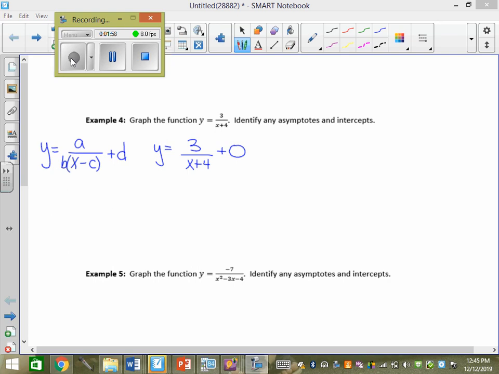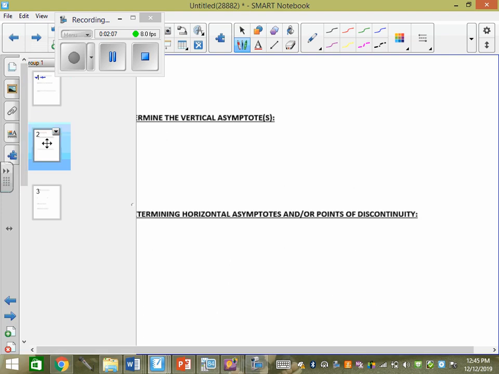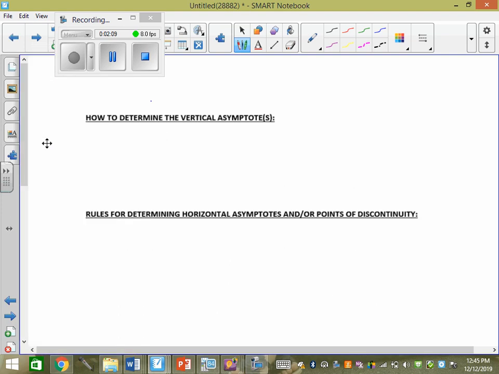So we're going to flip to the next page for a second. Yours are going to, well, you might flip if you don't have them. They're right side by side. We're going to put some rules. So how to determine the vertical asymptotes? The vertical asymptotes are based off the denominator. We agree? Okay. So the denominator is where the non-permissible values are.